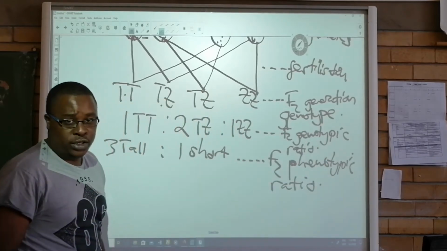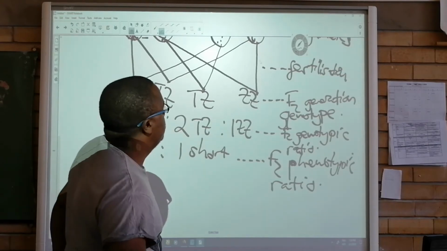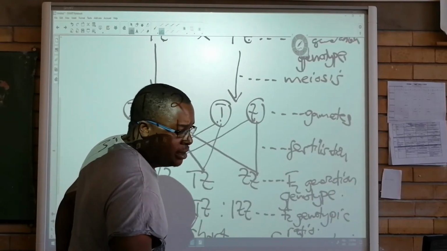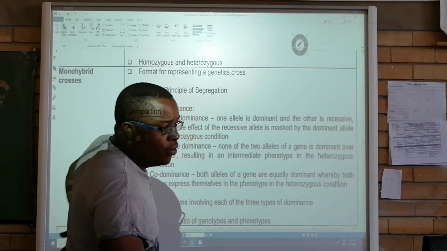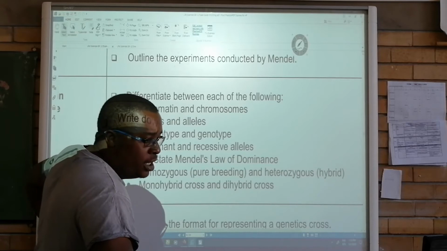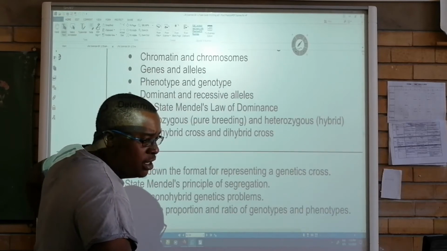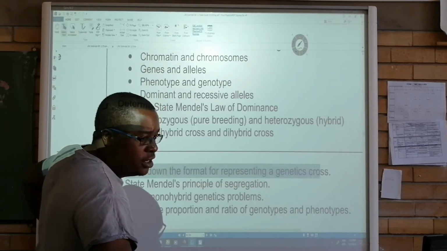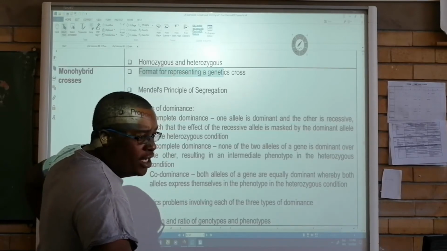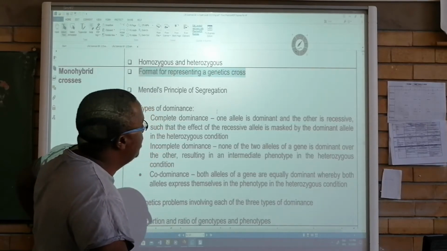I hope you got that cross right. Remember our exam guidelines? What do they say? Let's go and see what's there. Write down the format for representing a genetic cross. So they want you to know the format of representing a genetic cross.